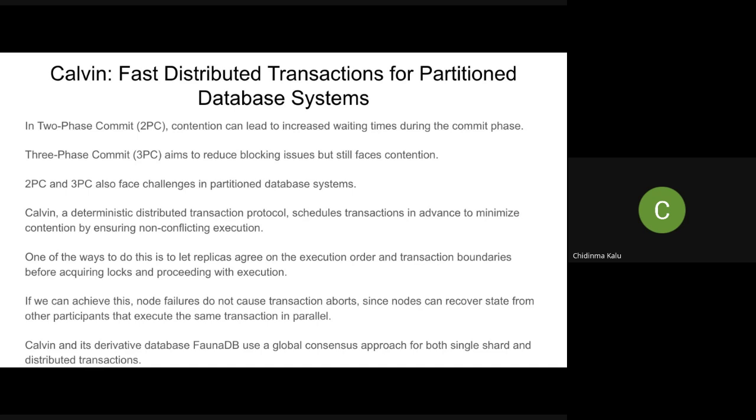I think Calvin was released in 2012, but I might be wrong. I'm not quite sure about that. 2PC has an increased contention footprint that leads to increased waiting times during the commit phase. 3PC aims to reduce the blocking issues, but still faces contention. 2PC and 3PC face challenges in partitioned database systems. However, here comes Calvin to the rescue. Calvin solves some of these problems by scheduling transactions in advance, to minimize contention.